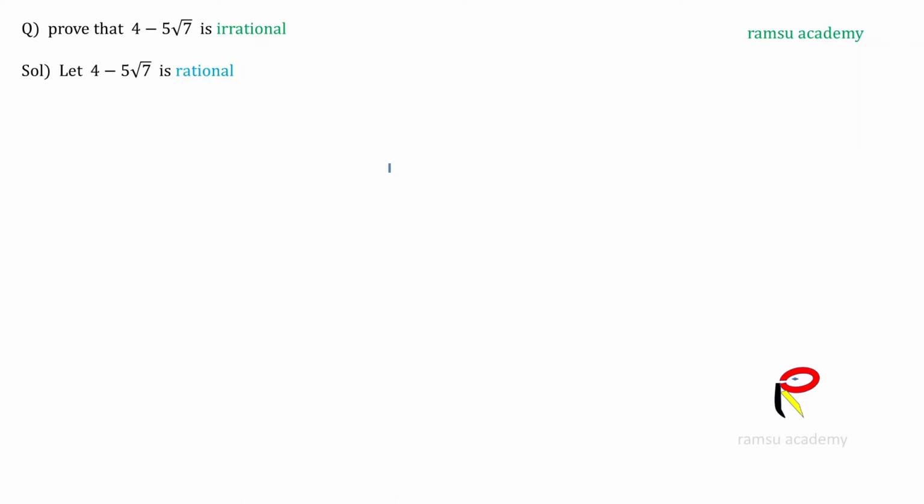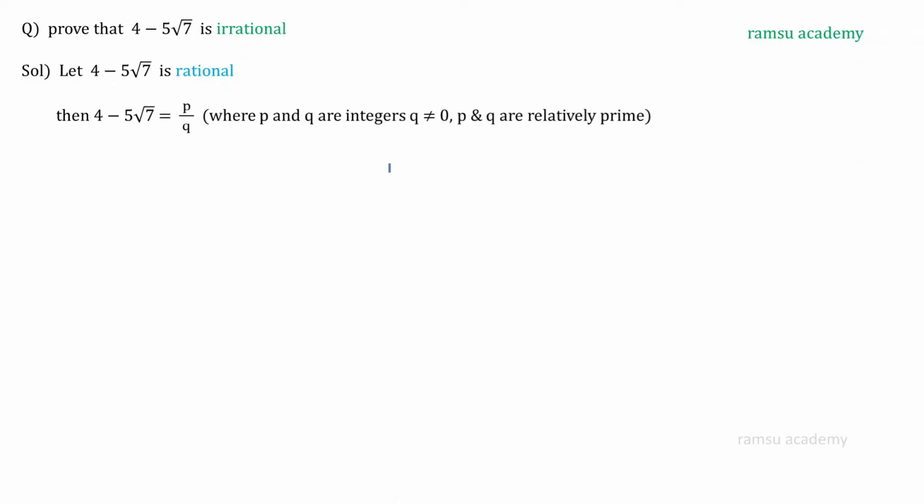Let us assume that 4 minus 5 root 7 is rational. Then, by the definition of rational numbers, we can write 4 minus 5 root 7 in the form of p by q, a fraction where p and q are integers, q not equal to 0, and p and q are relatively prime.